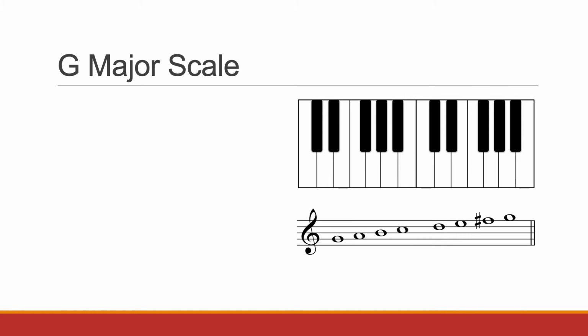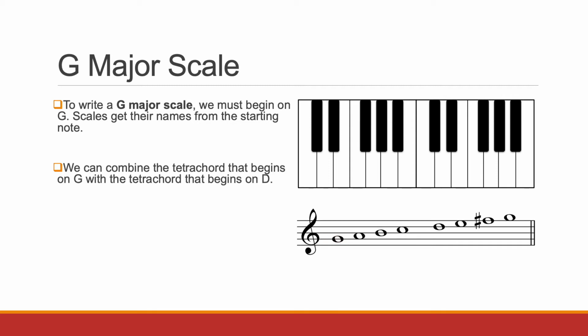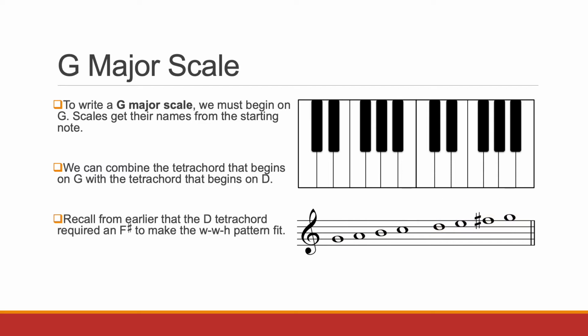The G major scale. To write a G major scale, we must begin on G. Scales get their names from the starting note. We can combine the tetrachord that begins on G with the tetrachord that begins on D. Recall from earlier that the D tetrachord required an F sharp to make the whole, whole, half pattern fit.